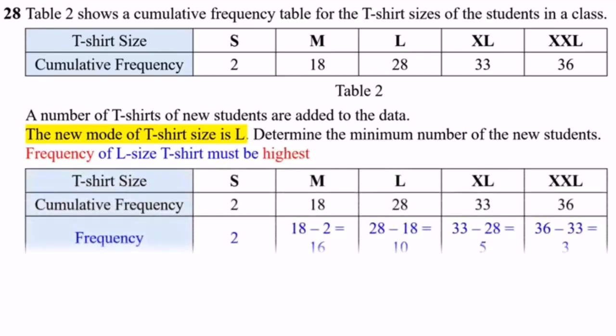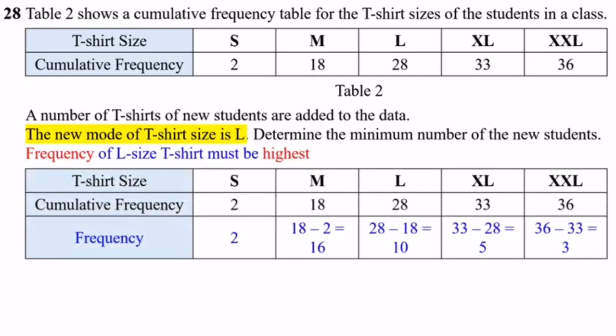So now let's come up with a new table with the frequency. So that's how you work out the frequency. You must take the cumulative frequency minus out the previous frequency like this. So for size S you have 2, and then for M you take 18 minus 2, which is 16, right? For L you have 28 minus 18, which is 10. For XL you have 33 minus 28, which is 5. And for XXL you have 36 minus 33, which is 3, right?